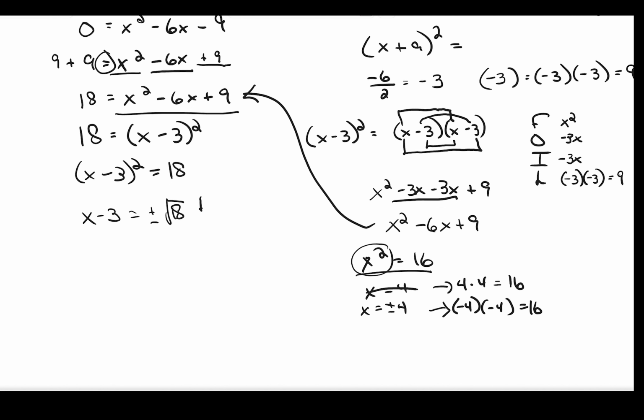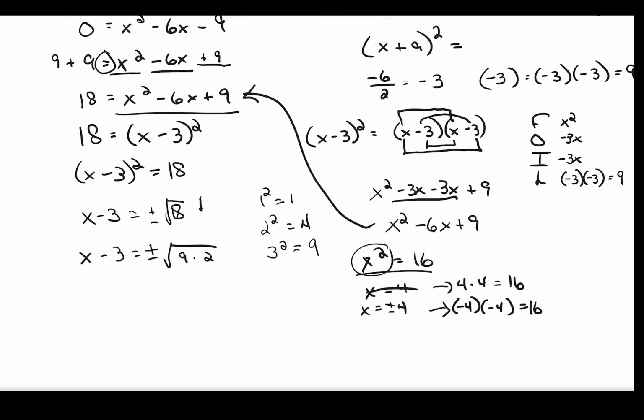We still have to do a little simplifying here, because the square root of 18 is not simplified. 18 could be broken into, well, what perfect square goes into 18? Our perfect squares: 1 squared is 1, so 1 goes into 18, but that doesn't really help us any. 2 squared is 2 times 2, or 4, and 4 doesn't go into 18. 3 squared is 3 times 3, which is 9. 9, however, does go into 18, so 9 goes into 18 twice. 9 times 2 gives us 18.